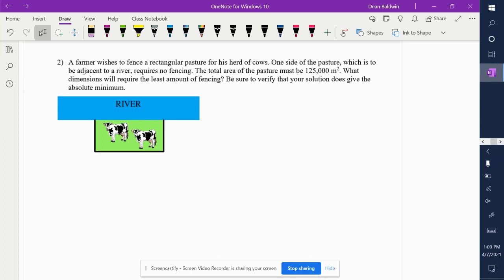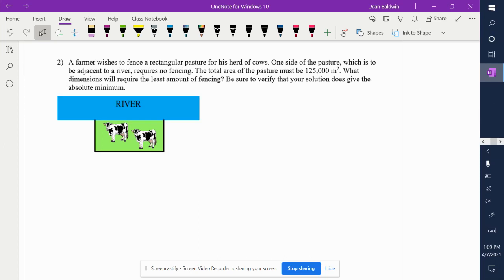So here's our farmer. He wants to have a rectangular pasture for his cows. One side of the pasture, which is adjacent to the river, requires no fencing. The total area of the pasture must be 125,000 square meters. What dimensions require the least amount of fencing? Okay.